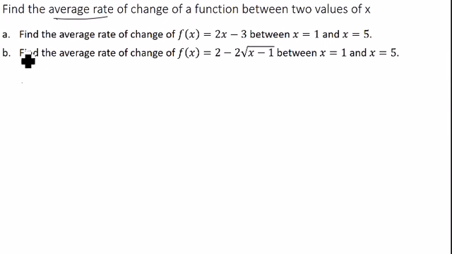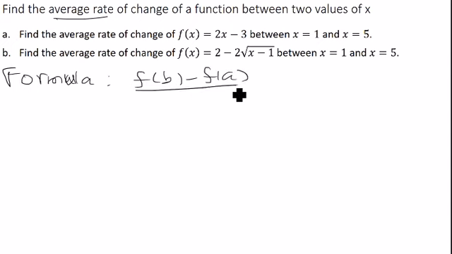The question says, find the average rate of change of f of x equals 2x minus 3 between x equals 1 and x equals 5. The formula for the average rate of change is f of b minus f of a over b minus a, where a is the initial point and b is the final point. So in our first example, we have a equals 1 and b equals 5.